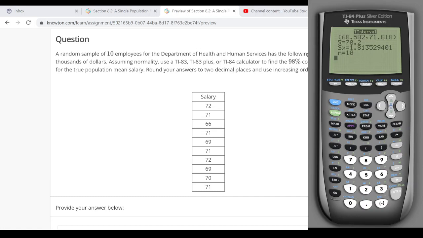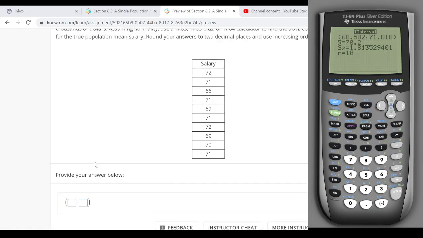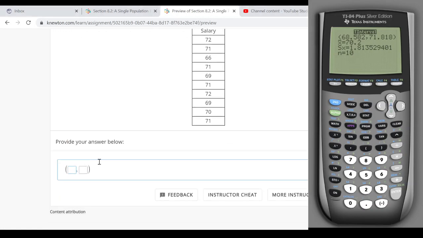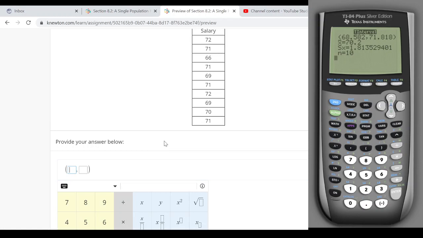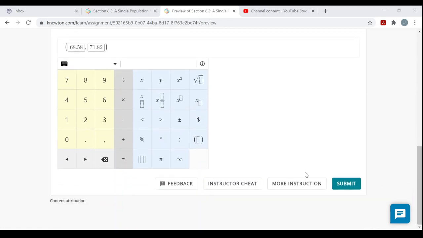But I'm going to enter these values, again rounded to 2 decimal places. So the low end of this interval is 68.58 thousand, and the high end, the upper value, is 71.82 if I round to 2 decimal places. That's it. Very quick and easy. I think the longest part here was entering that list of data.